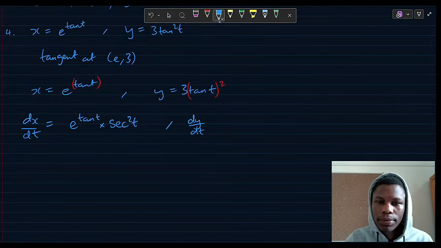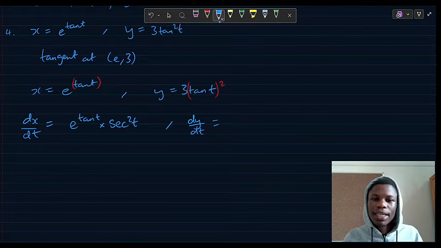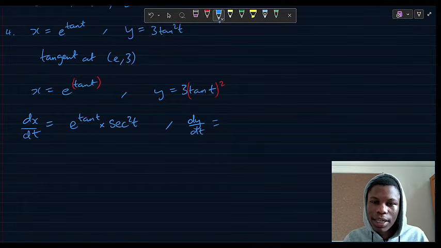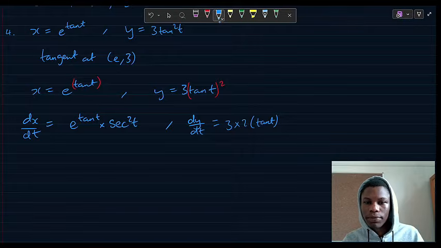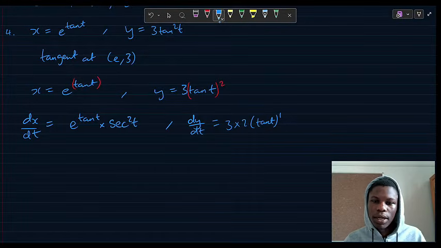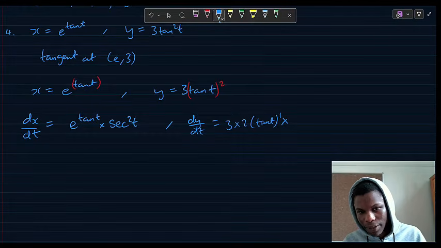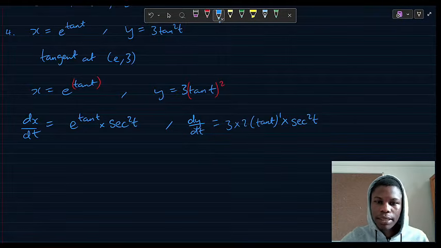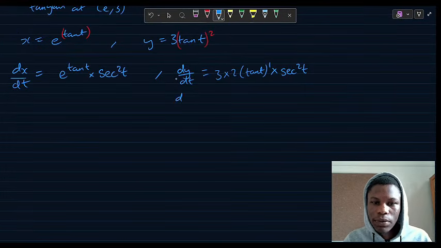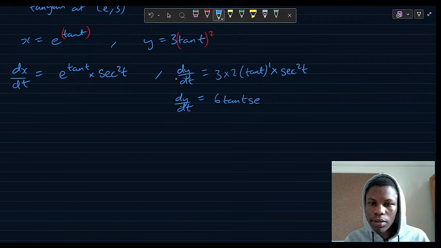So in this case, again, we've got a function inside the function. The first thing is to differentiate the outer function, which is the one that's raised to the power 2. So first bring down the power 2, times 2, and we've got tan t, and then subtract 1 from the power, so 2 minus 1, that's 1. And now differentiate the inner function. Differentiate tan t, and again, you get sec squared t. And so we have that dy dt is equal to, this is 3 times 2, so 6 tan t sec squared t.